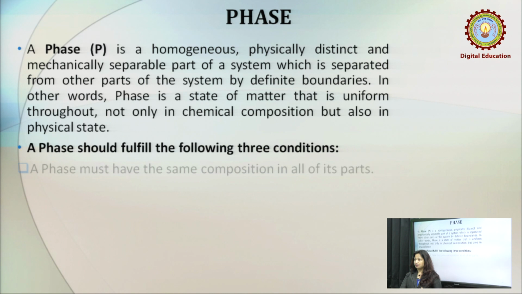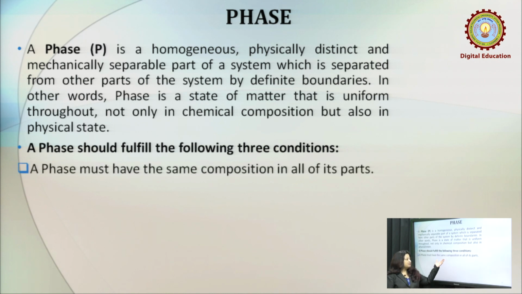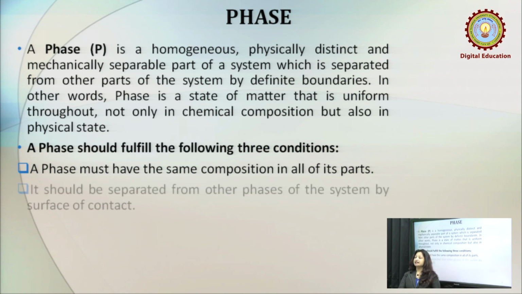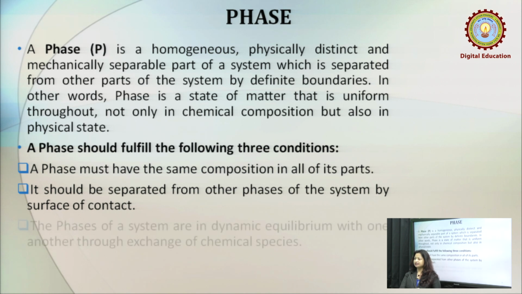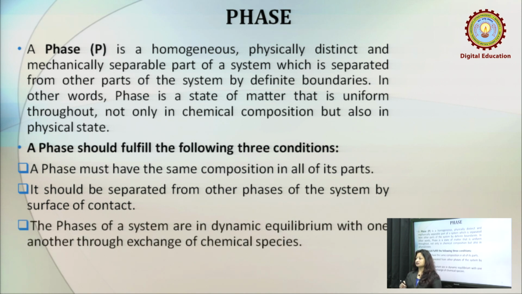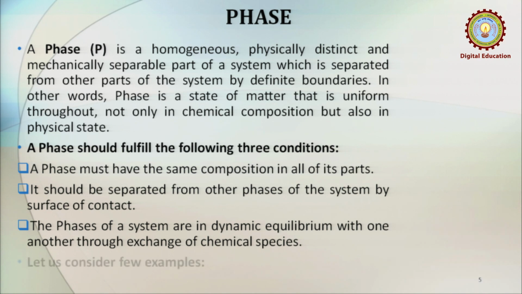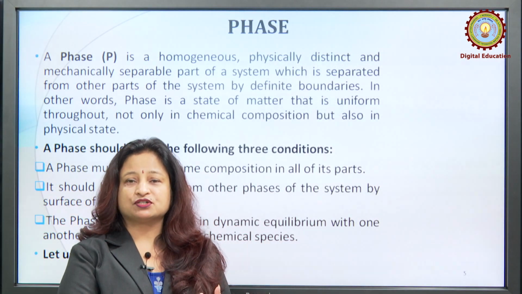So there are certain criteria, the conditions which should be fulfilled while defining a phase, right? Number 1, a phase must have the same composition in all of its parts, right? Second important condition is that it should be separated from other phases of the system by surface of contact. That is why in the definition also it has been mentioned, it is physically distinct and mechanically separable part of a system. Then the third condition is that the phases of a system are in dynamic equilibrium with one another through the exchange of chemical species. So these are certain criteria which are to be considered while considering any state of matter as a phase.